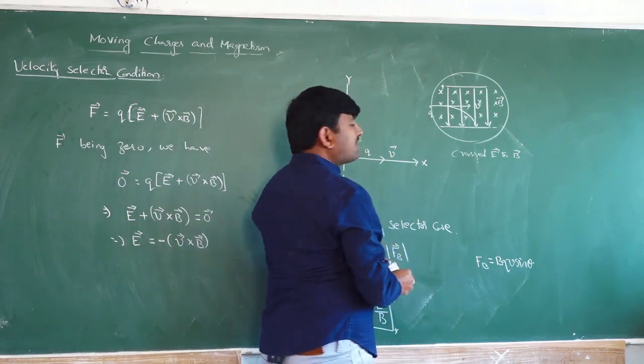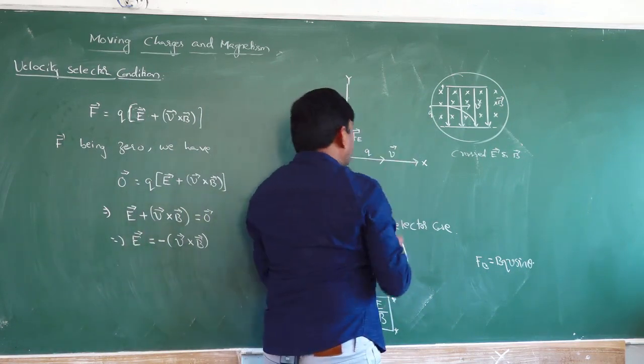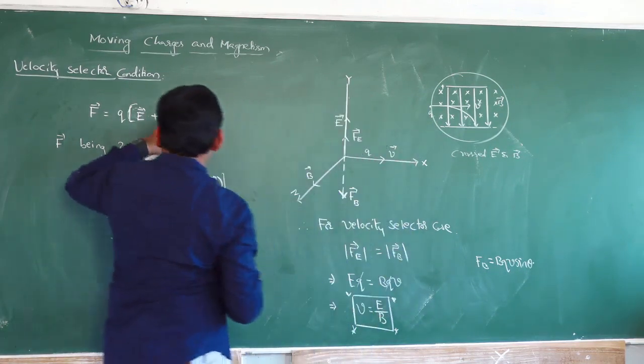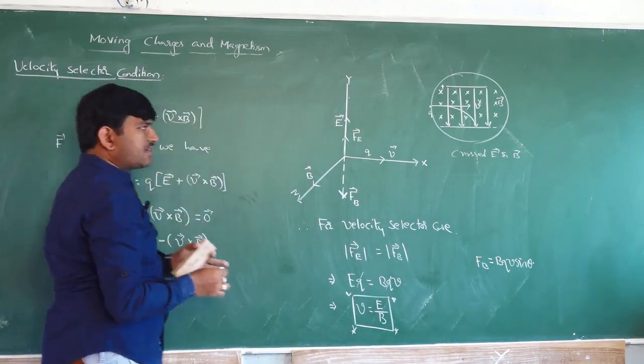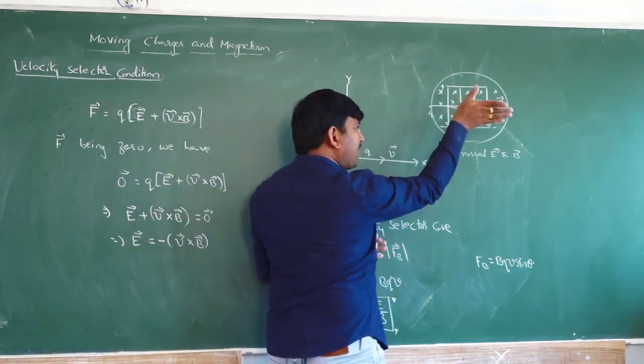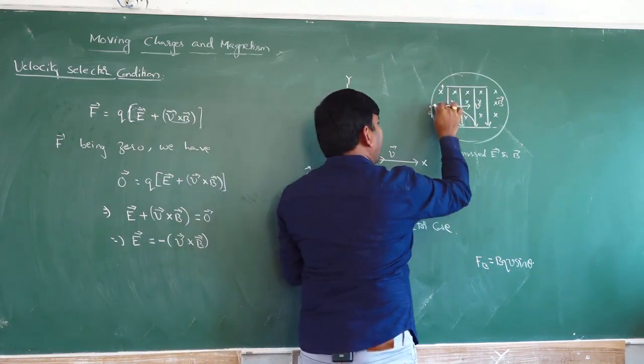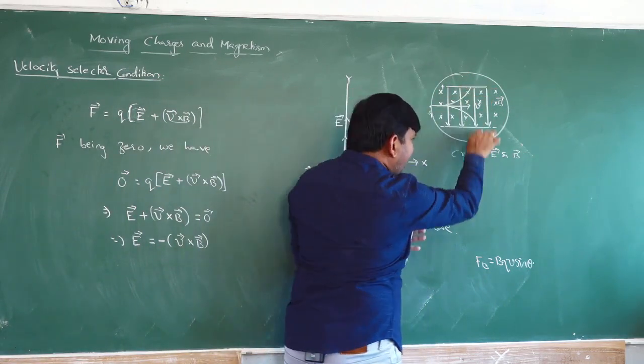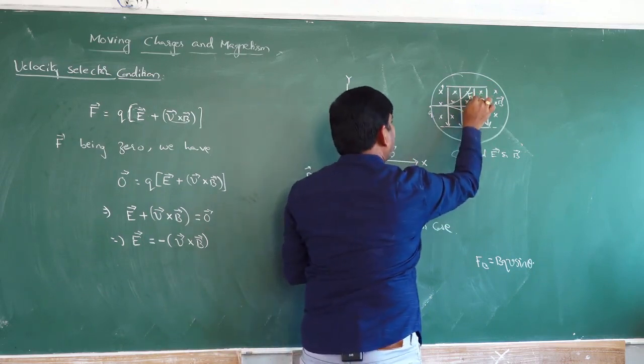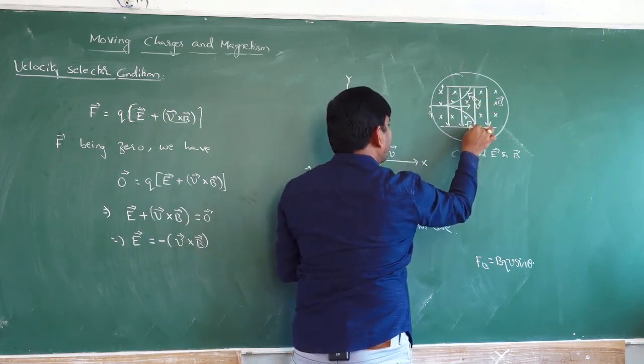In this case, what is the direction of the magnetic force? The direction of the magnetic force is obtained using this formula: V bar cross B bar direction is what? V bar is like this, the magnetic field is into the board. Therefore, the direction of the magnetic force is upward. So, magnetic force is upward, electric force is downward. This is magnetic force Fb, this is electric force Fe.